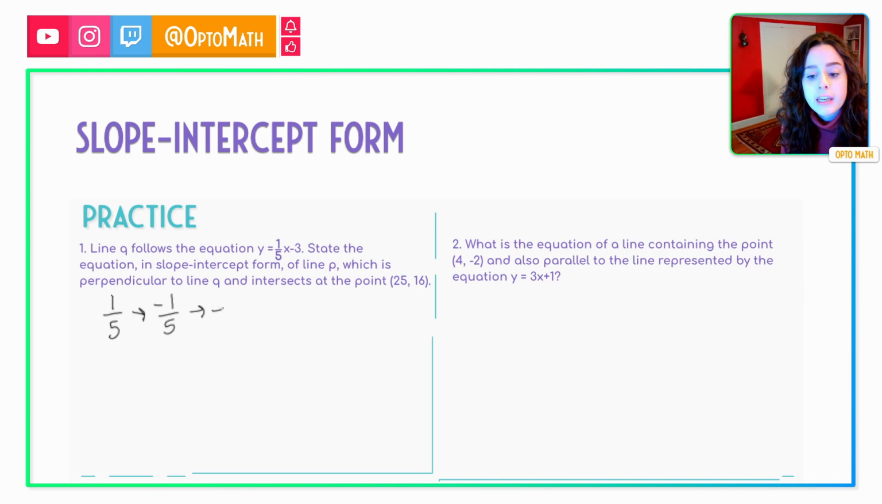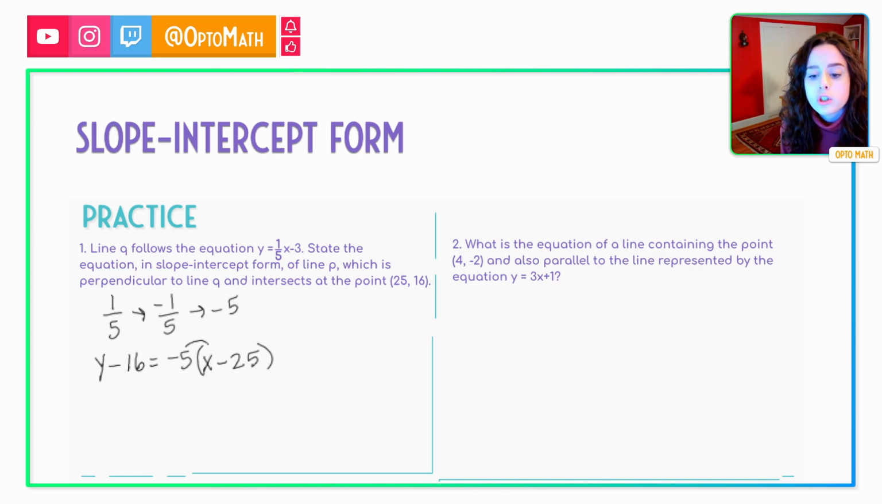It's going to be negative 5 over 1, which is the same thing as negative 5. And we have our point 25, 16. So remember, the next step is to use the point-slope formula. So y minus the y value, which is 16, equals the slope, which is negative 5, times the quantity of x minus 25. Okay, so we want to solve this equation for slope-intercept form.